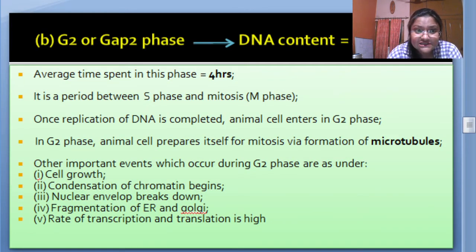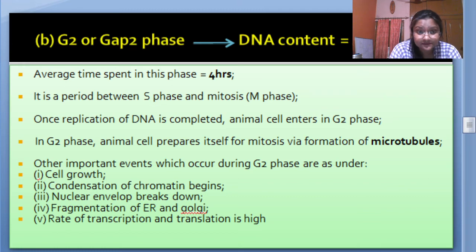Now we will discuss G2 phase or gap 2 phase, which is the last phase of interphase of the cell cycle. The average time spent over here is 4 hours. It is the period between S phase and mitosis. Once replication of DNA is completed, the animal cell enters into G2 phase. After the entire DNA has been replicated in the S phase, only then does the cell enter this G2 phase.